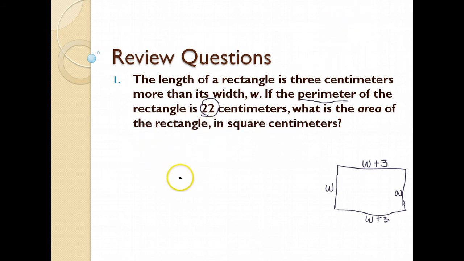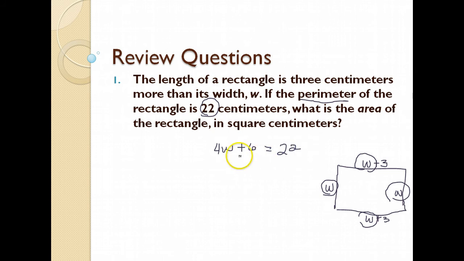Okay, so you have to remember what perimeter means. Remember, perimeter is the distance around the object, so all of the sides added up. So together I have 4 W's. Combine like terms: 4W plus 6, since 3 plus 3 is 6, represents the perimeter, 22. I solve for W: 4W equals 16, so W, dividing both sides by 4, equals 4.